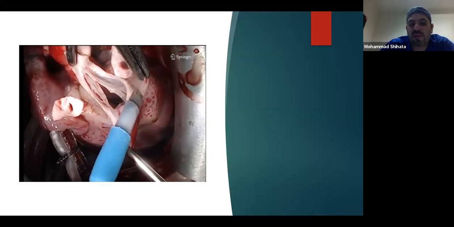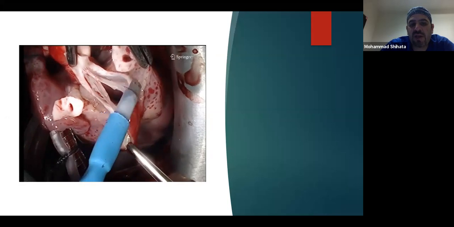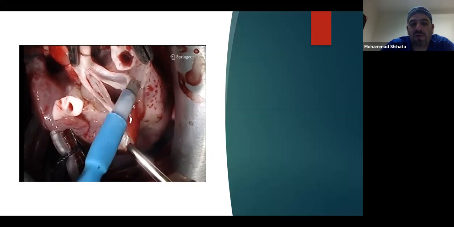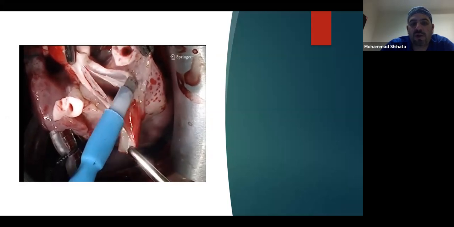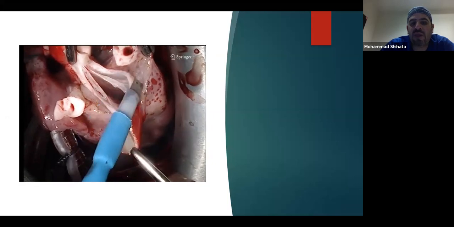And this is the type of epicardial dissection that I was talking about that you can do to mobilize the coronary even further.